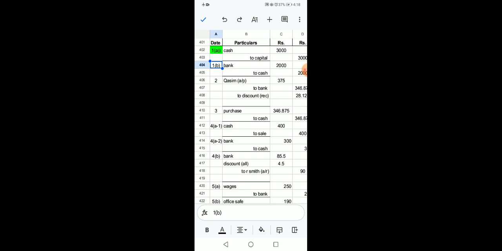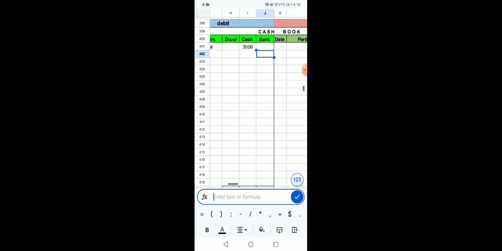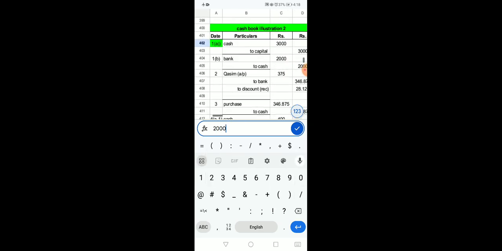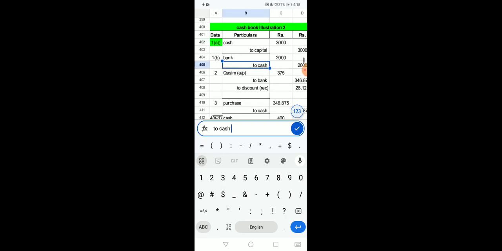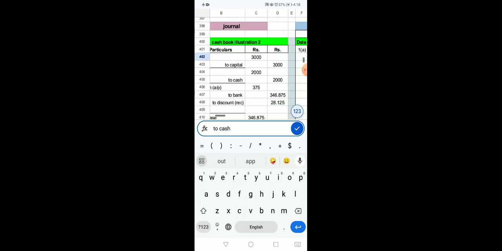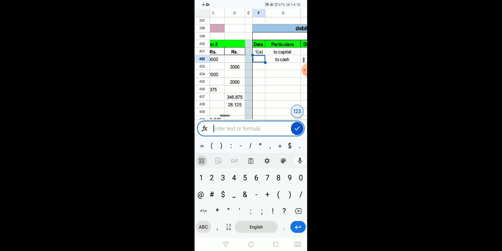Now we are at 1B, where there are two elements and both are associated with your cash book. So step by step we will go. The first step is to see bank. Bank is debited with 2000. We will go to the debit side of bank and write 2000 over here. Now it's time to see the reference. The reference is what is written on the opposite side of bank. It is cash, so you will write to cash in the particulars column. Now see the date, which is 1B. So we are posting 1B in the date column.